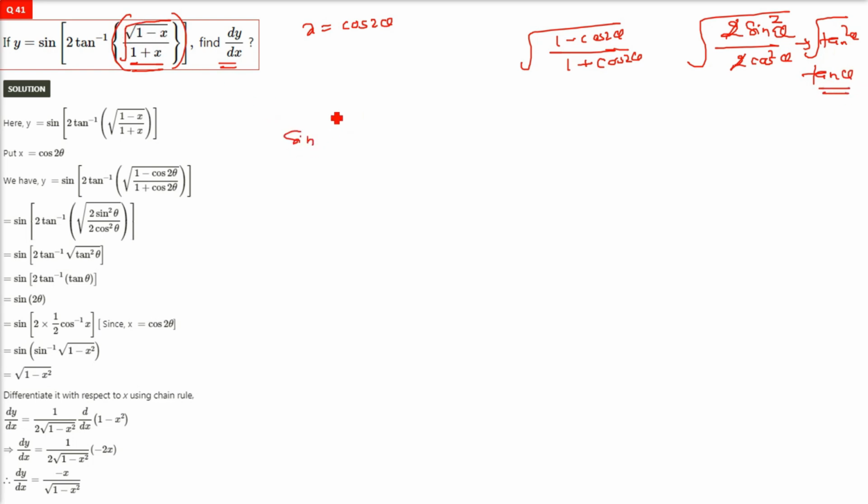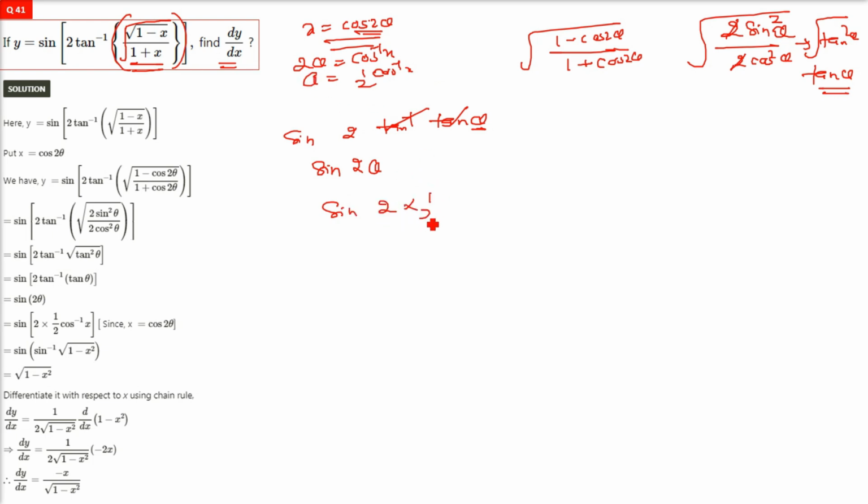So you have sine twice of tan inverse, and then we have tan theta. Now you can just cancel this tan and tan inverse. So we have sine twice of theta. Theta from what we have substituted: x is cos 2 theta, so cos inverse x is twice of theta, and theta will be equal to half of cos inverse x. So you have sine twice of theta is half of cos inverse x. So 2 you can cancel, and you have sine of cos inverse x.